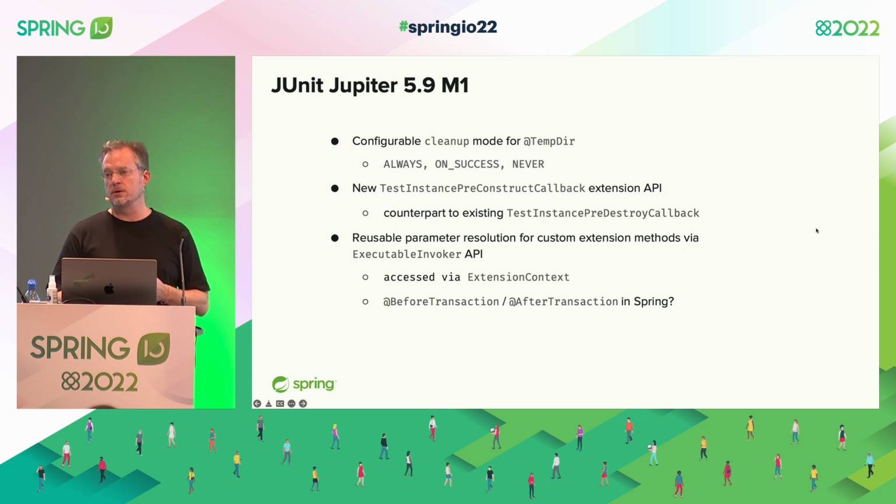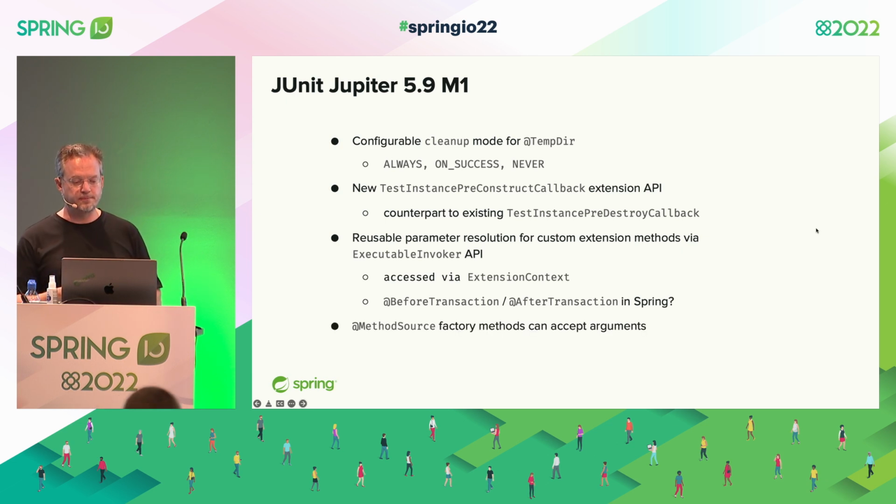And with this new feature, Spring could now actually update the code there and invoke these methods also with parameter resolution coming from JUnit Jupiter. So maybe access to the TestInfo to get access to the current test method, or maybe accessing a bean from the application context, and I'll show you an example.